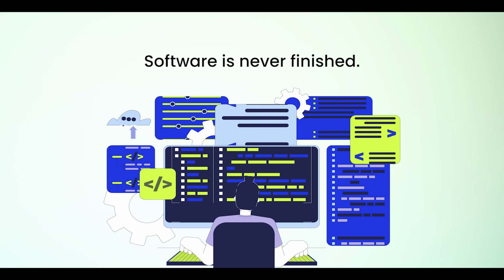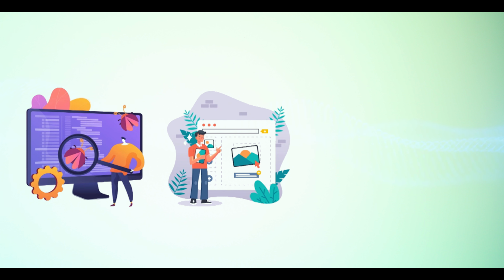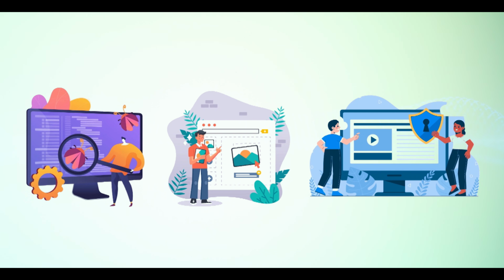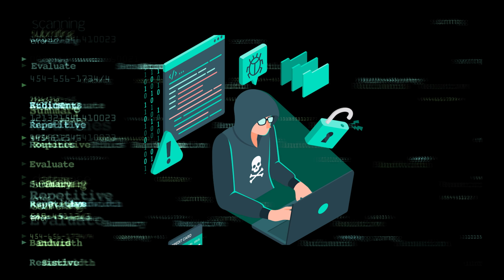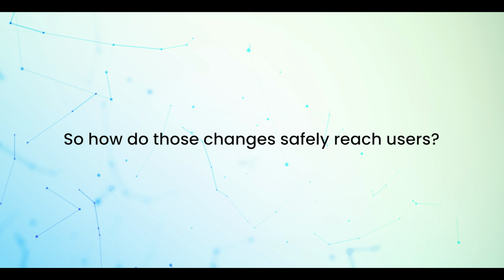Software is never finished. It evolves constantly. Bugs are fixed, features are added, security issues are patched. But every change introduces risk. So how do those changes safely reach users?